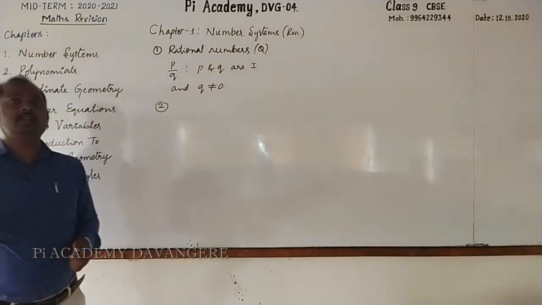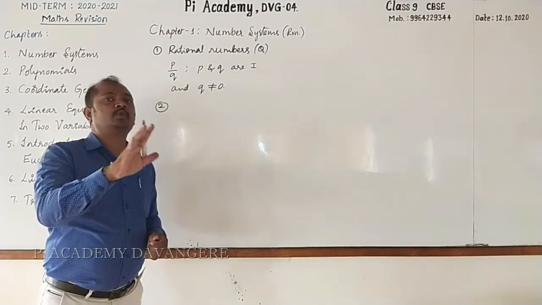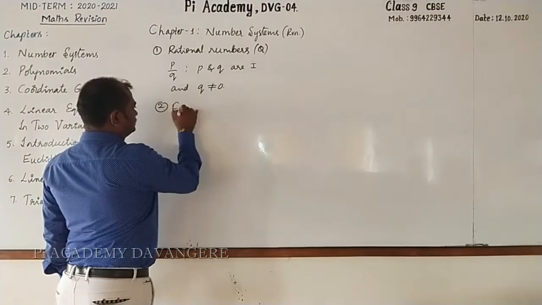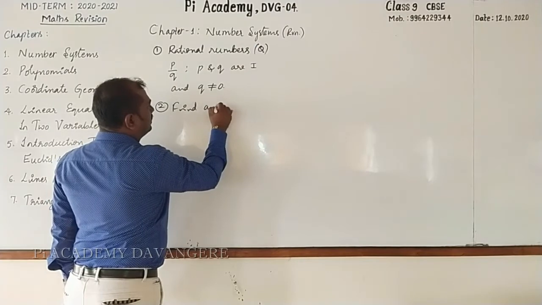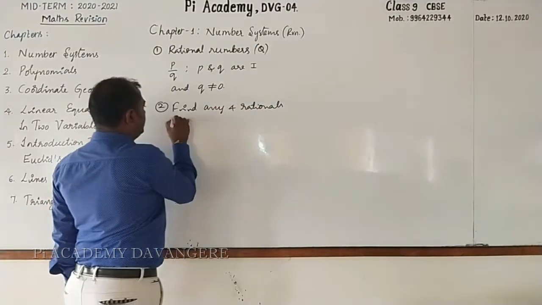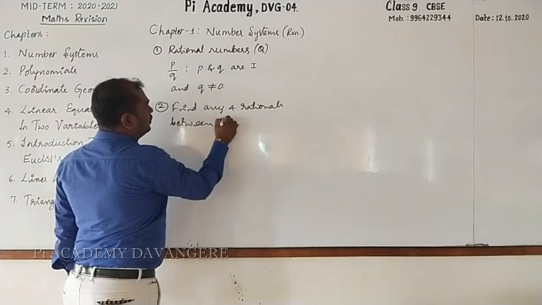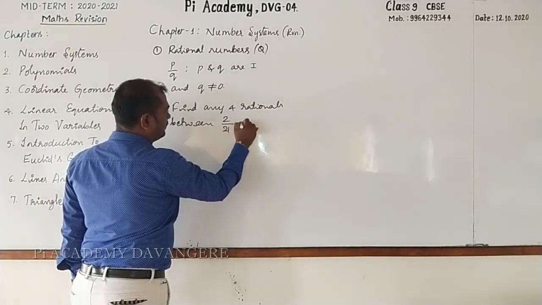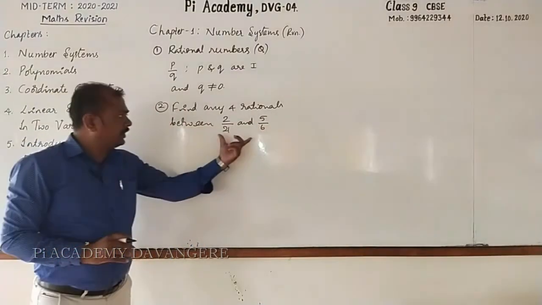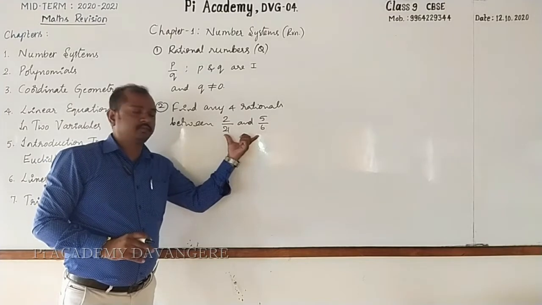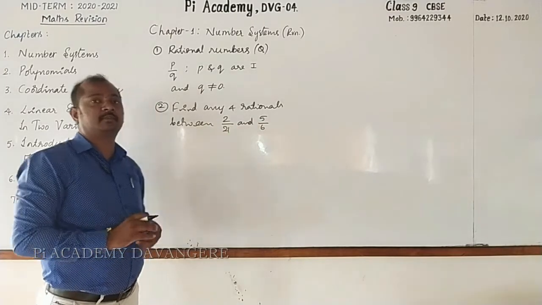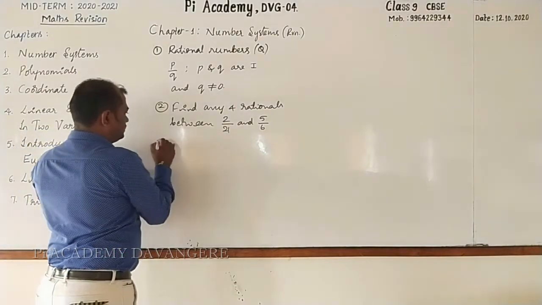Next, what is the second concept related to these rational numbers? It is finding the rational numbers between 2 given rationals. Then shall we go for that? Yes. Here I write, find any 4 rationals between 2 by 21 and 5 by 6. Look, here we have 2 rational numbers which are in fractional form. In such a case, first we will go for taking the LCM of the denominators. Right.